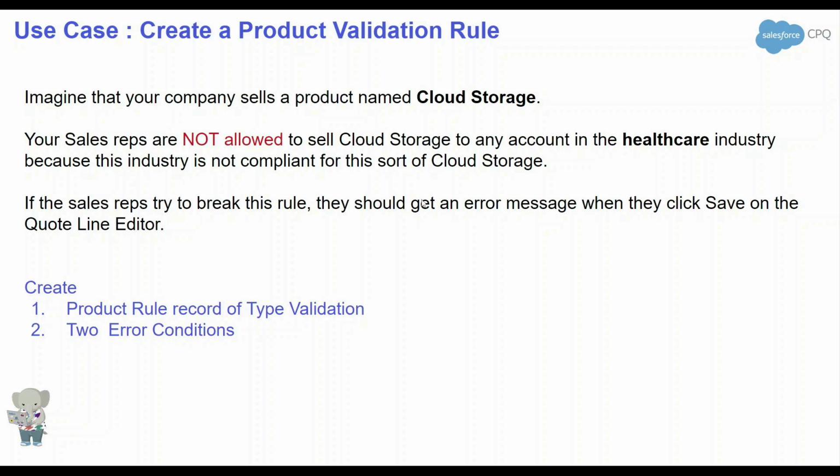In order to achieve that, we will create a product rule record of type validation and two error conditions to evaluate if the product is cloud storage and the account industry is healthcare. For now, let's create the first of the three records necessary for this rule.